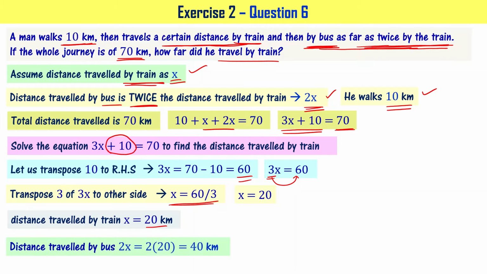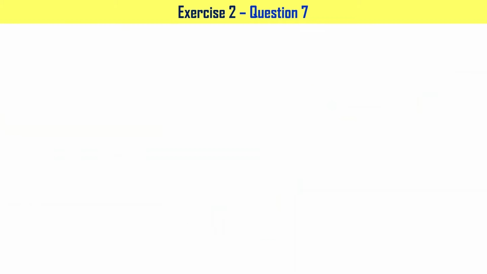The distance traveled by him by bus is 2x. That is 2 times 20, which is equal to 40 kilometers, right? Now, 40 kilometers plus 20 kilometers plus 10 kilometers is equal to 70 kilometers. That is the answer we are looking for, right?